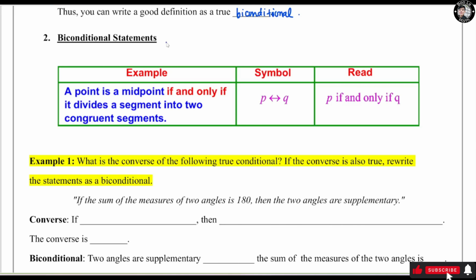So, suppose I have the statement P implies Q. If you reverse it, it becomes Q implies P, right? If you combine these two, it turns out to be P if and only if Q. This is called a biconditional statement. An example of a biconditional statement is: a point is a midpoint if and only if it divides a segment into two congruent segments, right?